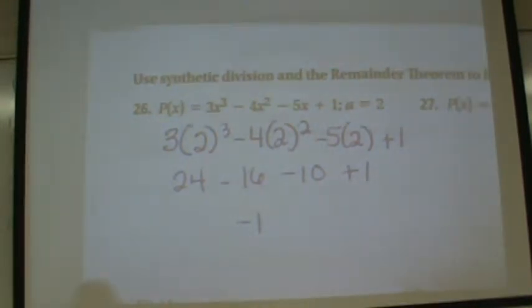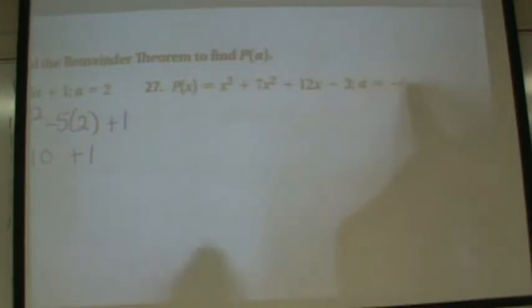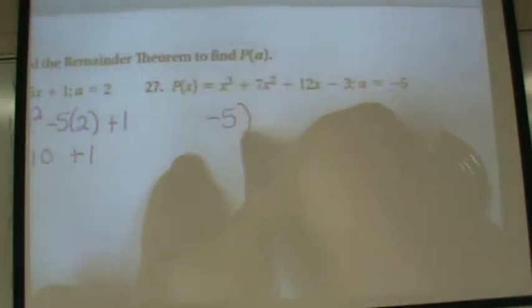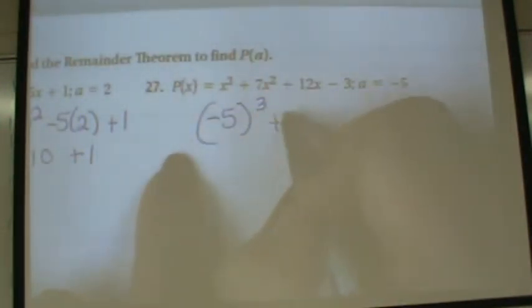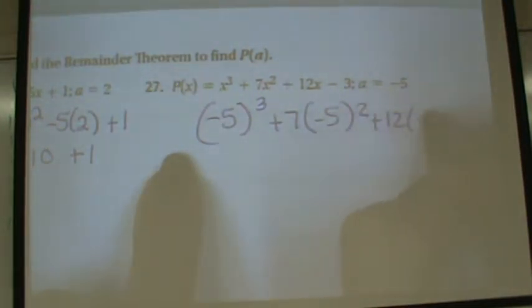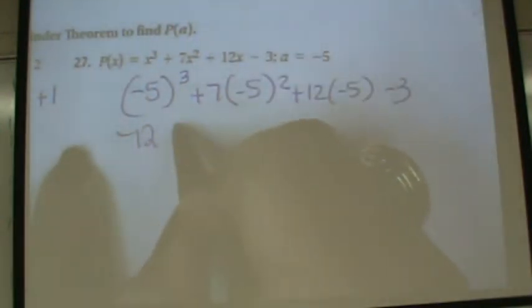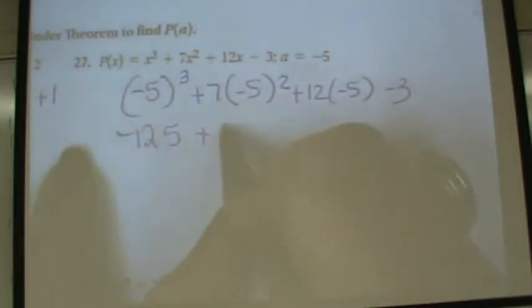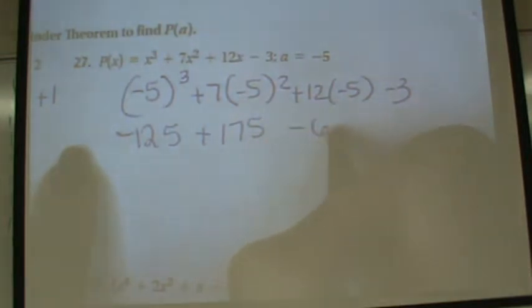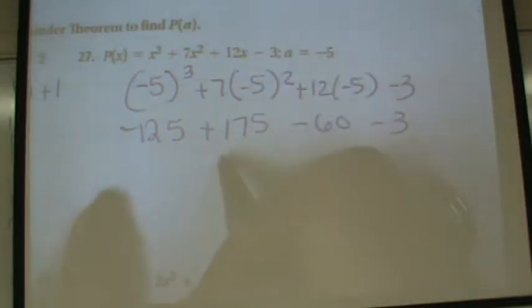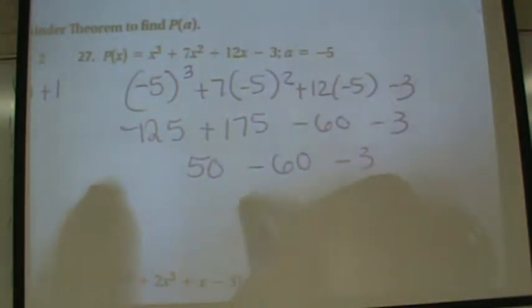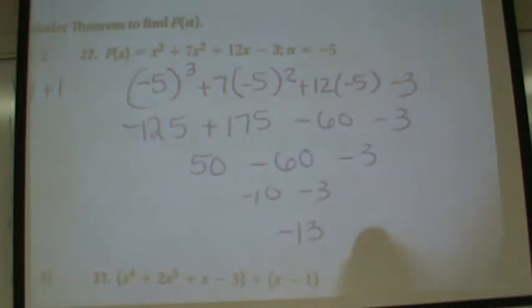That's your remainder. For 27, plugging a negative 5 in here, negative 5 cubed plus 7 times negative 5 squared plus 12 times negative 5 minus 3. You get negative 125 plus 175 minus 60 minus 3. These two add to be 50. 50 minus 60 is negative 10. Negative 10 minus 3 is negative 13. So that would be your remainder.